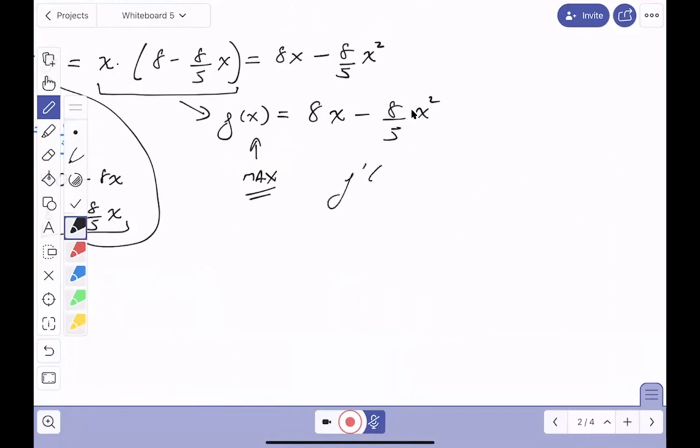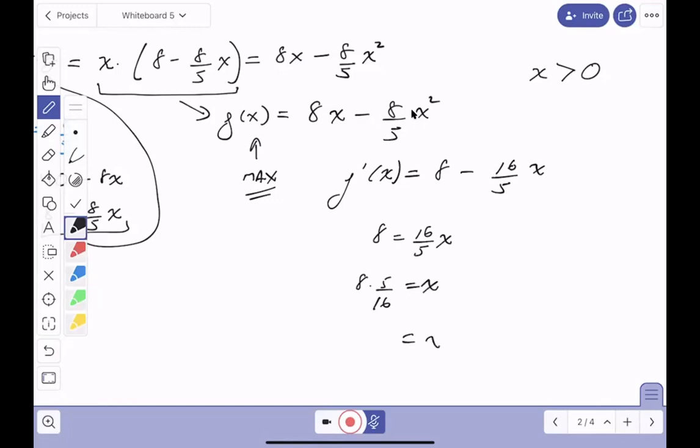So f prime, and what's that going to be? 8 minus 16/5 of an x. Again, the domain of this problem is that x must be a positive number. So what do we get over here? Let's put this down. What's a critical number? Well, it's pretty simple. We get 8 equals 16/5 of an x. So let's multiply both sides by 5/16. Let's write that down.